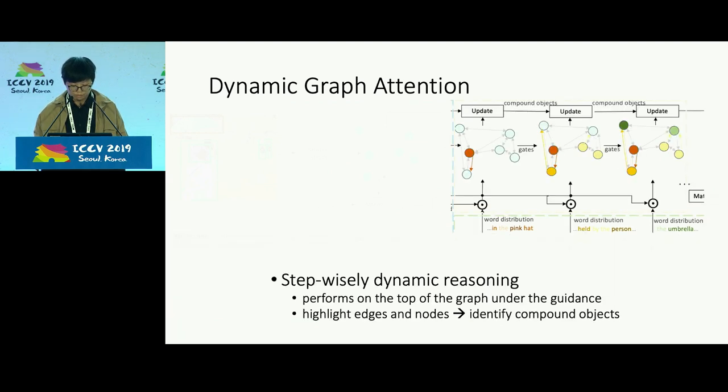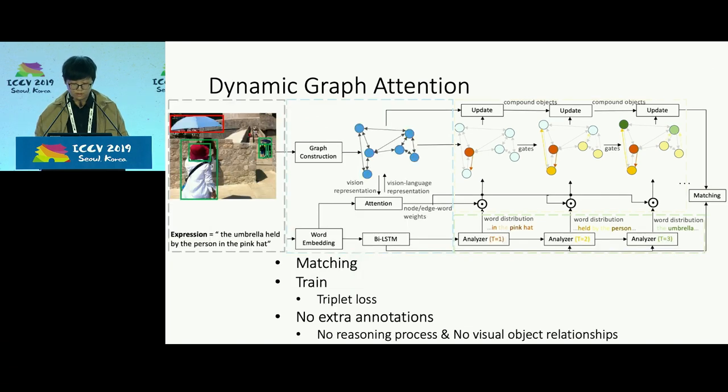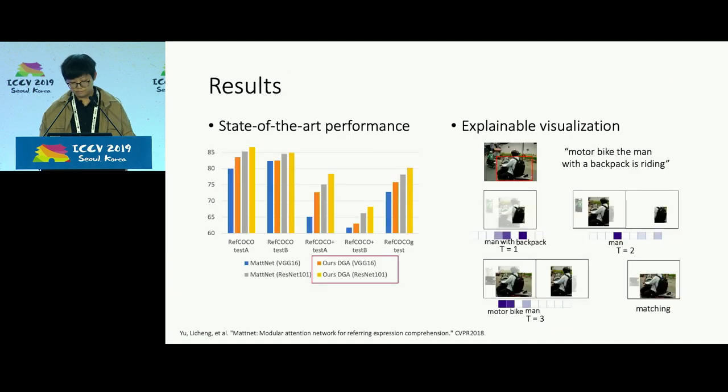Next, we perform stepwise dynamic graph reasoning on top of the graph under the guidance of the predicted visual reasoning process. At each time step, the dynamic graph attention highlights the nodes and edges of the graph following the guidance of the constituent expressions and identifies the compound objects over the highlighted graph. Finally, we compute the matching scores between the compound objects and the referring expressions, and we train the whole model end-to-end without any external annotation using the triplet loss with online hard negative mining.